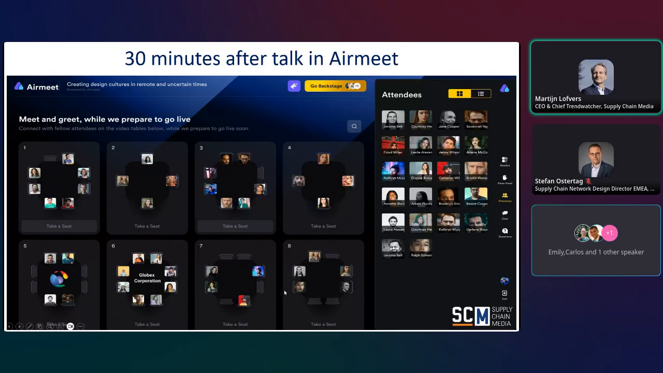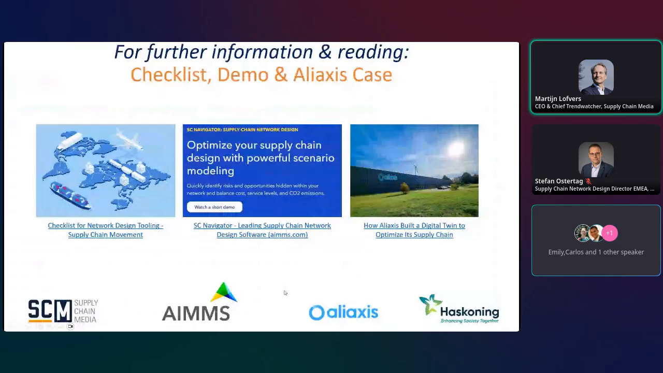And there's more to read. There's a tech list we have created together with AIMMS, by Supply Chain Movement, on how to choose the right network design tooling in a general sense, not just go for AIMMS. There's also a demo of SC Navigator, to see how it looks and how to use it. And there's an Aliaxis case on the AIMMS website. So there's more over there.